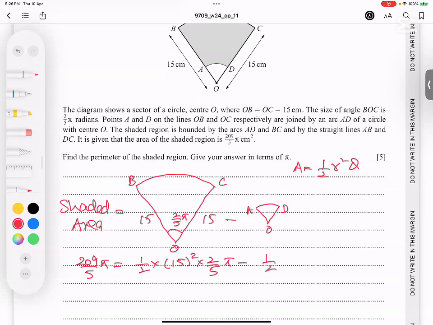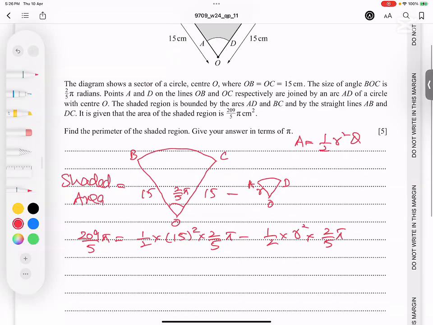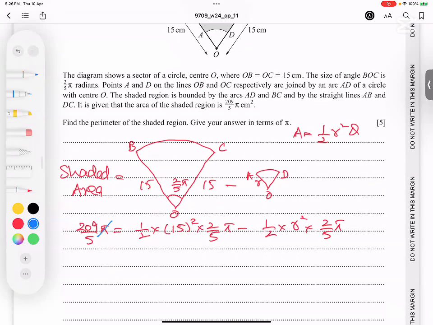Half this radius, I take R, and theta is the same, 2 by 5 pi. So job number 1, pi cancel, 5 cancel. I got a 209, and this 2 cancel, I got a 225 from here. And this 2 cancel, I got R square.